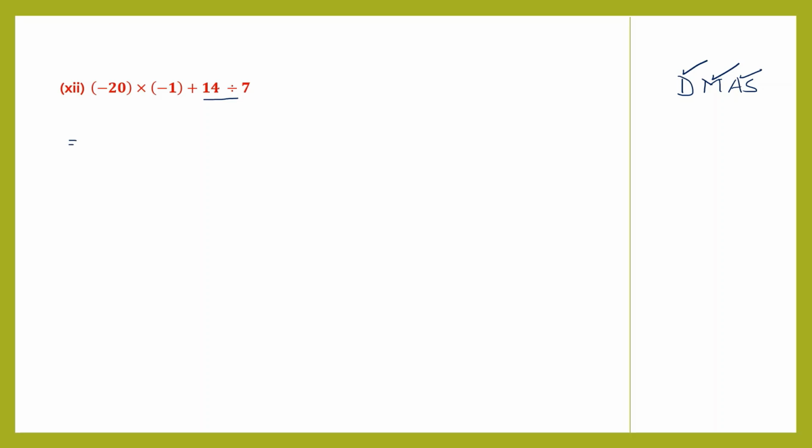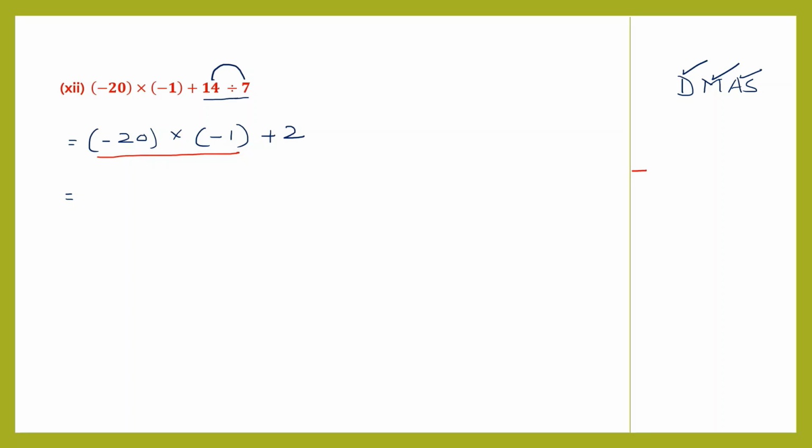So let's start this. So this is minus 20 into minus 1, and then we have plus 14 divided by 7. 7 2s are 14, so we get 2. Now next we have to do multiplication. As you can see, we have multiplication and addition. We have to do multiplication first, and we have to multiply minus 20 into minus 1.